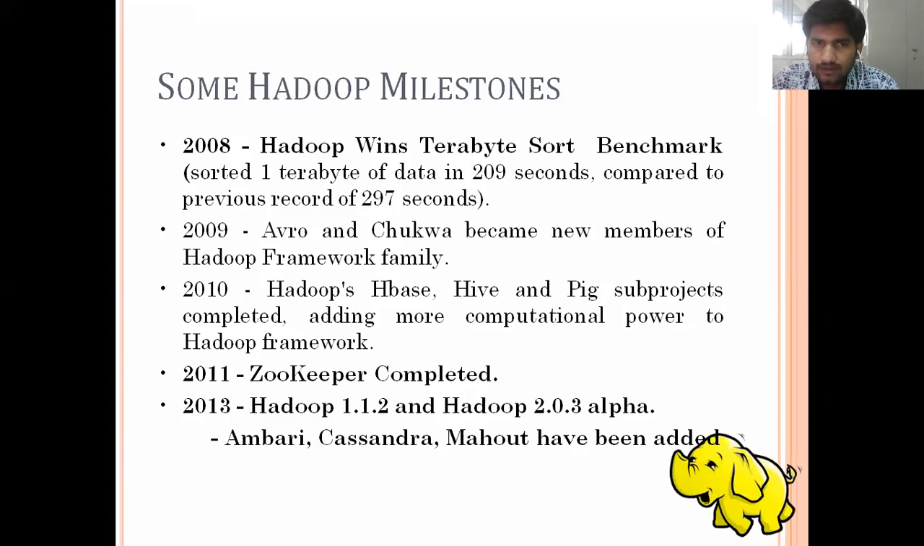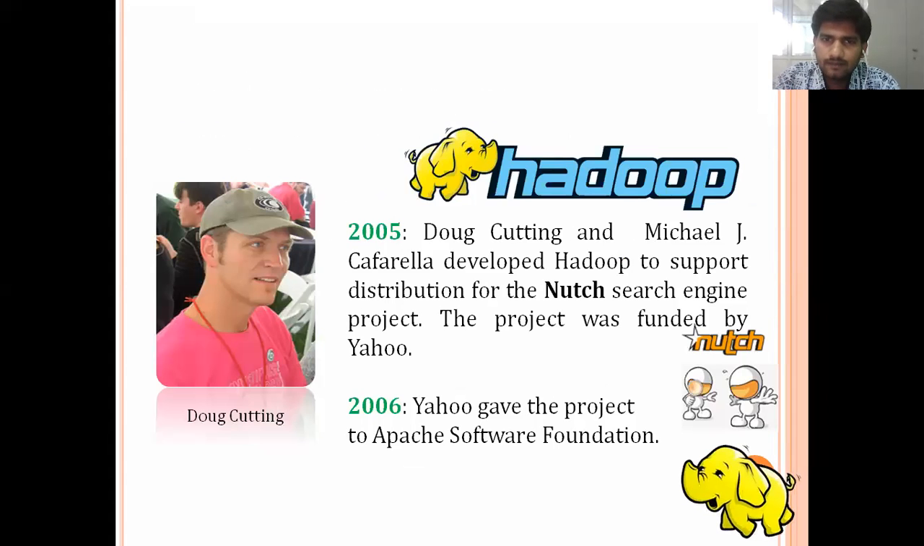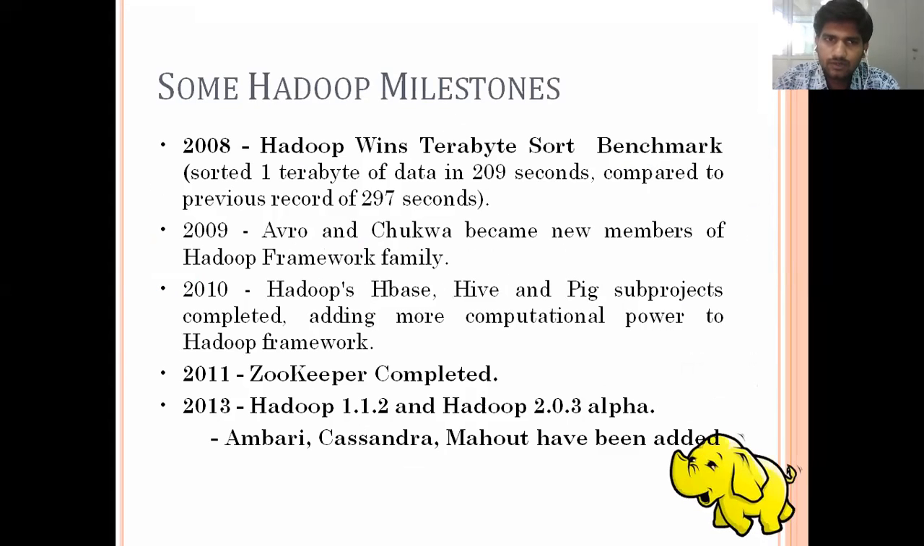Then in 2009, Avro and Chukwa became new members of the Hadoop family environment. Previously there were the two scientists, Doug Cutting and Mike Cafarella, from 2005. Later in 2008, it started with a benchmark. That means the previous stage was the developing stage, and in 2008 it got a benchmark; we can say it was a breakthrough. The benchmark means 1 terabyte of data, previously 297 seconds, reduced to 209 seconds. So that placed a benchmark for this.